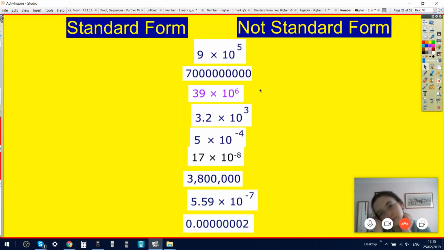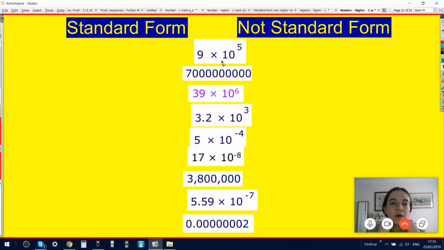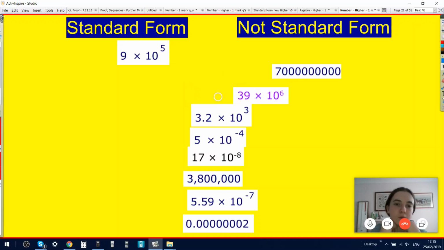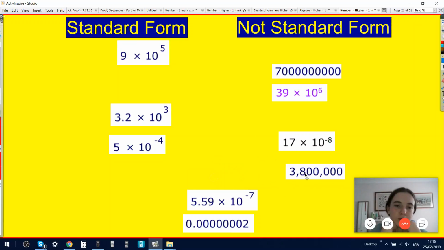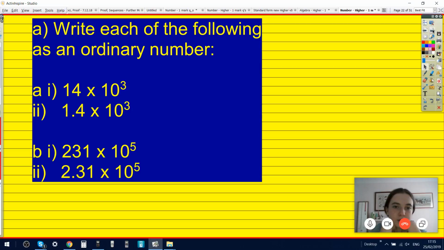Standard form or not? Yeah. No. No. Yep. Yep. No. No. Yep. No. Cool. Okay, these. Try it.